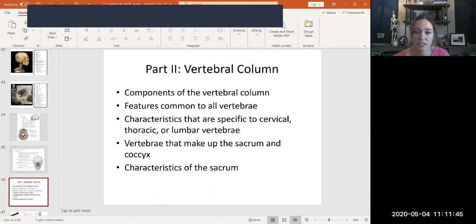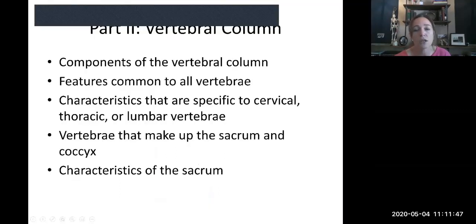As far as the vertebral column goes, you should know the components of the vertebral column. So you should know the types of vertebrae that are in there. What are the features on the vertebrae that are common to all the vertebrae? That would be like the spinous process and the body and the transverse processes and things like that. So what are characteristics that are specific to a single vertebra? That might be not specific to a single group.